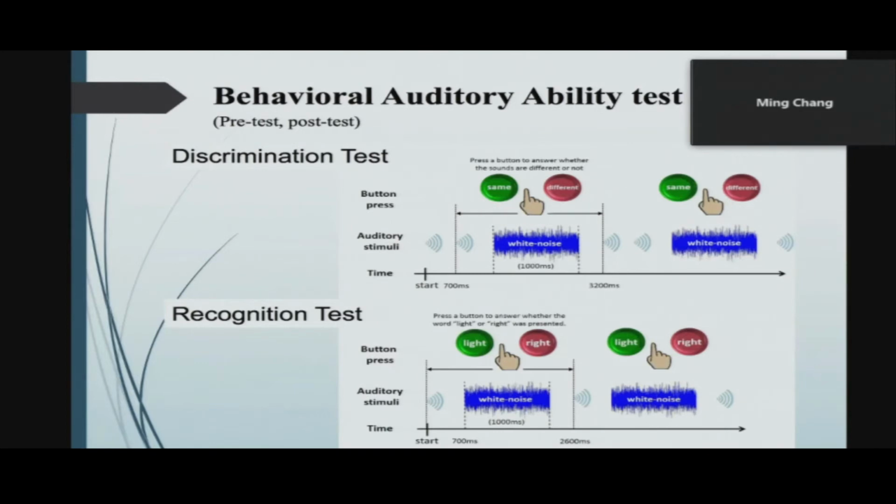Here is the behavioral auditory ability test, which was performed as a pre-test and a post-test. In the discrimination test, 2 sound stimuli from the same pair were presented to subjects, and they were asked whether the 2 sounds were the same or not. In the recognition test, a single sound was presented to subjects, and they were asked which consonant was presented in the word.